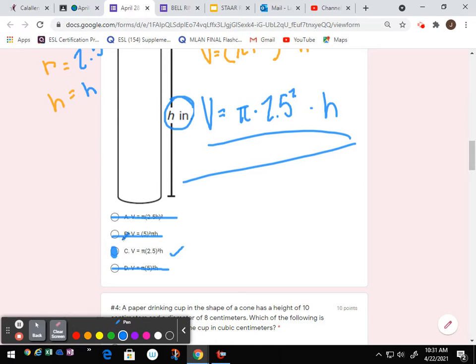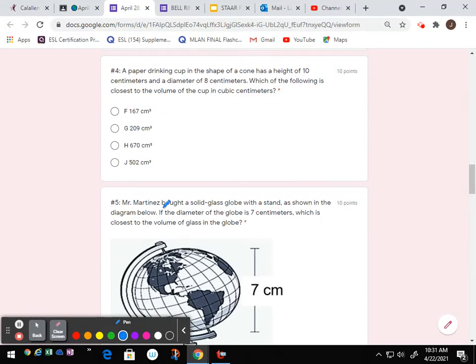Okay, let's look at number 4. Number 4 says a paper drinking cup in the shape of a cone has a height of 10 centimeters and a diameter of 8 centimeters. Which of the following is closest to the volume in cubic centimeters? So we just want to find the volume of a cone. Let's write our volume formula real quick: V equals 1/3 times big B times height. I'm getting this formula from my formula chart. Everything that I need for volume is on my formula chart.